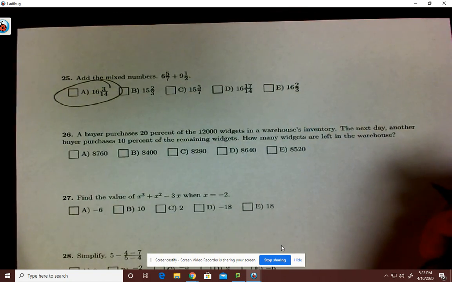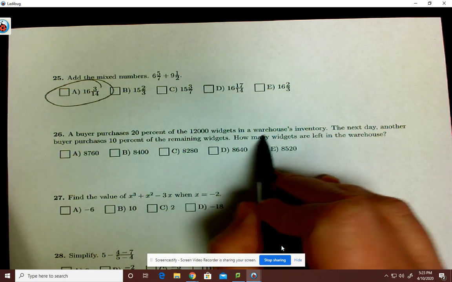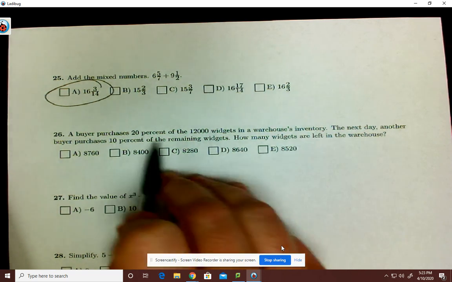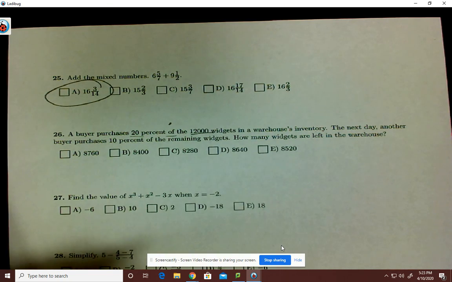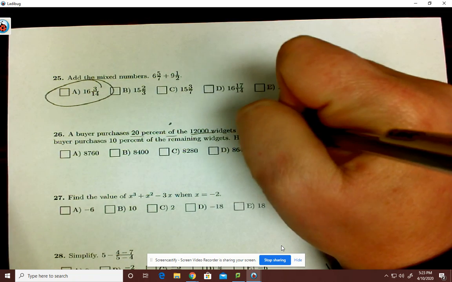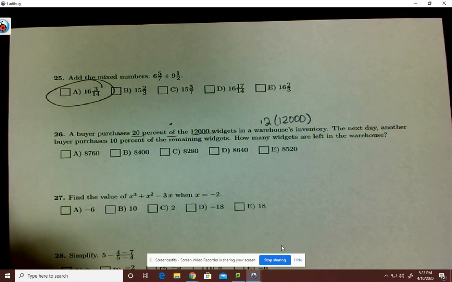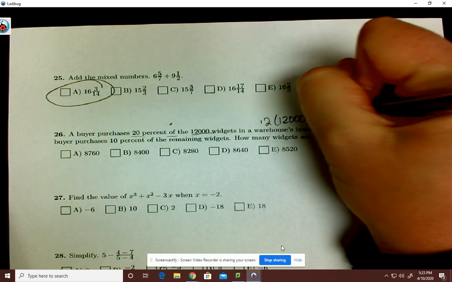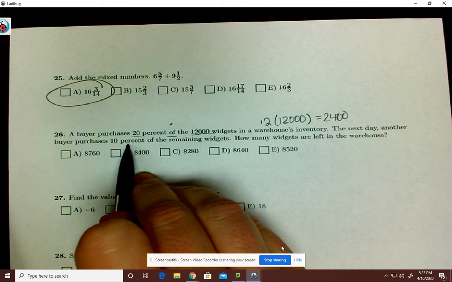26, a buyer purchases 20% of the 12,000 widgets in a warehouse's inventory. So 20% of means to multiply 12,000. So 0.2 times 12,000, let's do that first, is 2,400. The next day, another buyer purchases 10% of the remaining widgets.